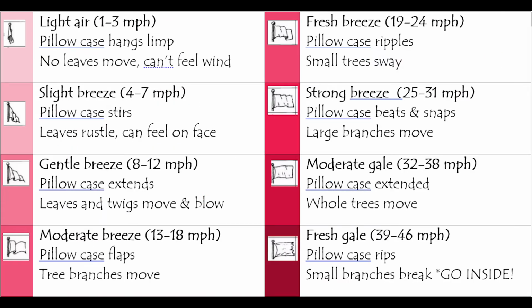You can also have a scale that looks something like this. This is the scale you can see on the Boston School Forest activity. Here you can see the miles per hour, a description, and this is all using a pillowcase, which we'll be doing today.